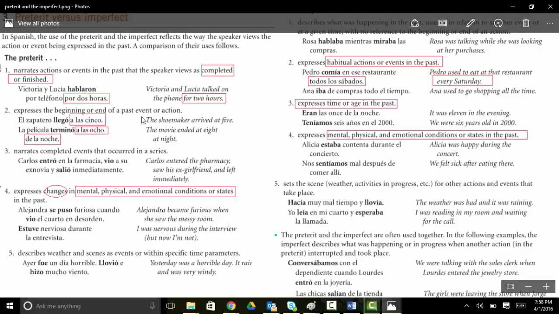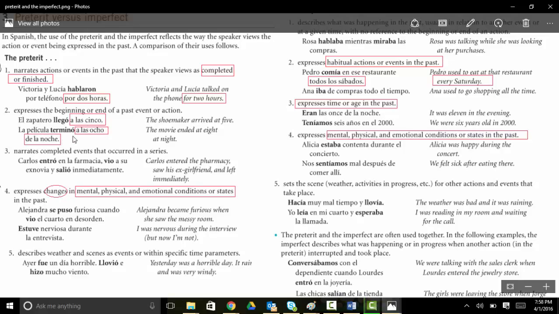It expresses the beginning or the end of a past event or action. El zapatero llegó a las 5. So here's a time frame in which he arrived, so I know. And also arriving, you can't really do that repeatedly unless you were saying, like, I always used to arrive at school late. Then you can put that into the imperfect. But most of the time, if you're talking about I arrived at school late this morning, or he arrived on time to the party, or she arrived at 10 o'clock to the class, that's going to be in the preterite.